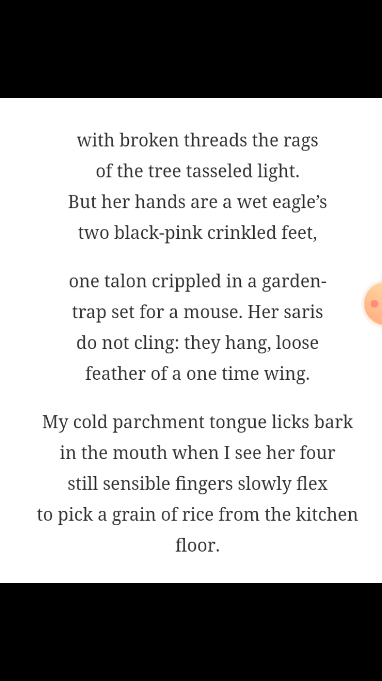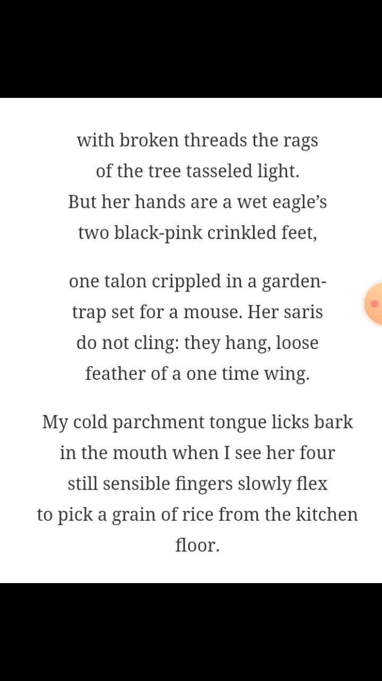She was permanently changed, and to this day, as will be stated in the fifth stanza, the speaker can see the impact of this injury. The imagery of the bird is continued in Of Mothers, Among Other Things as the speaker references the mother's saris. They do not cling as they might have done in the past, but hang loose like feathers of a one-time wing. She is no longer the eagle, the youthful person that she used to be, but parts of her past still exist.